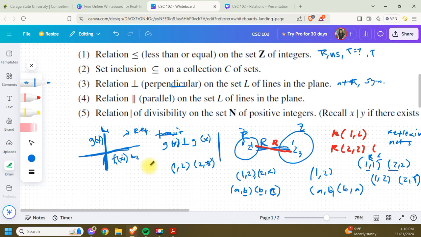Now, let's go for transitive. Transitive just means that if there exists an element of g of x, then there should be an element in g of x such that it connects to f of x. Is that right? Let me see. In my understanding, I think there is none. So, this is not transitive.